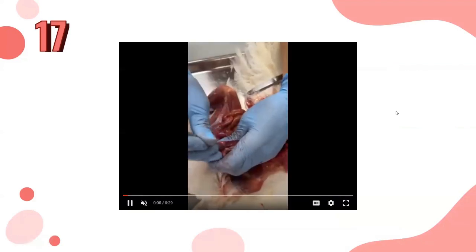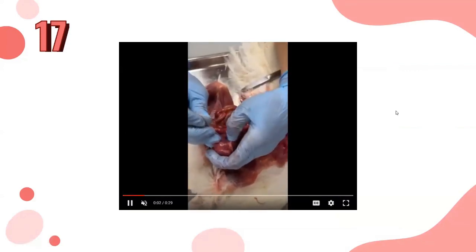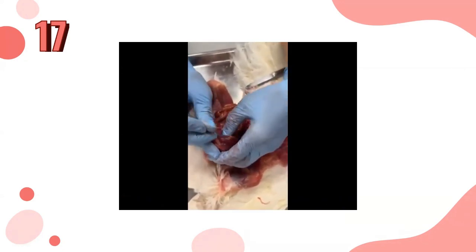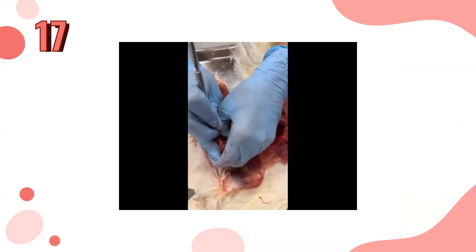In this video, we were cutting into the gizzard in order to see its contents. In this, we didn't have granules that were visible, but we did see the food that was being broken down.